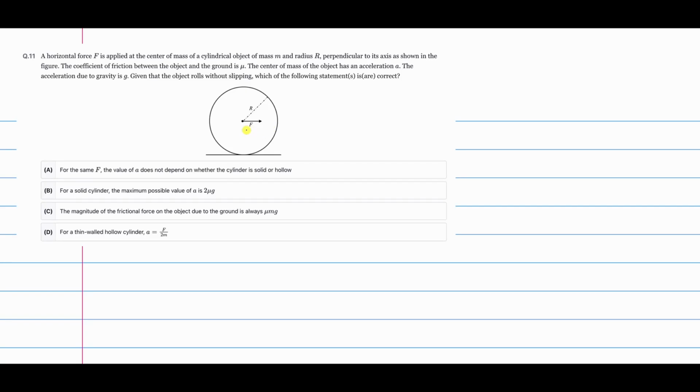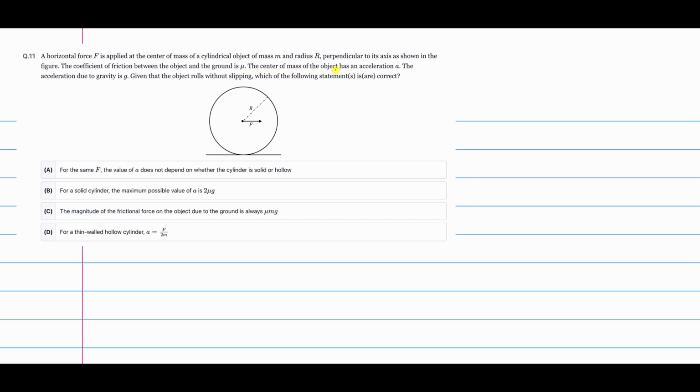Let's solve this question. A horizontal force F is applied at the center of mass of a cylindrical object of mass m and radius r, perpendicular to its axis as shown in the figure. The coefficient of friction between the object and the ground is mu.